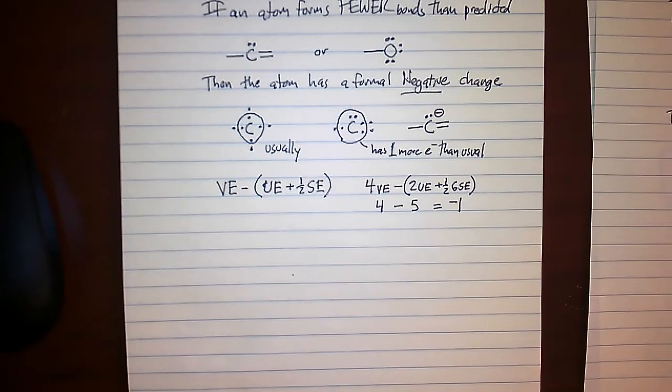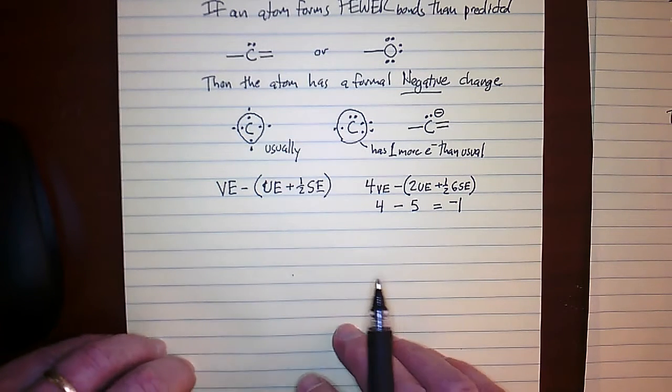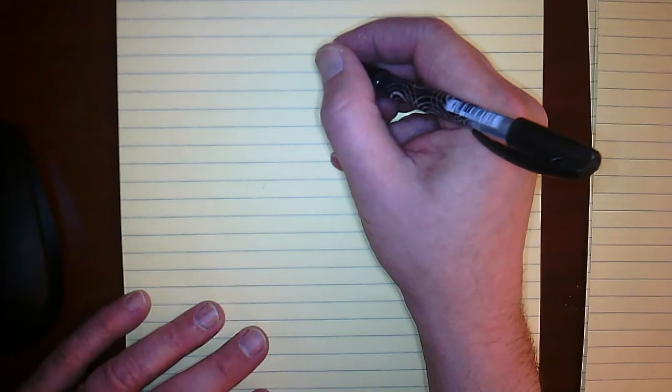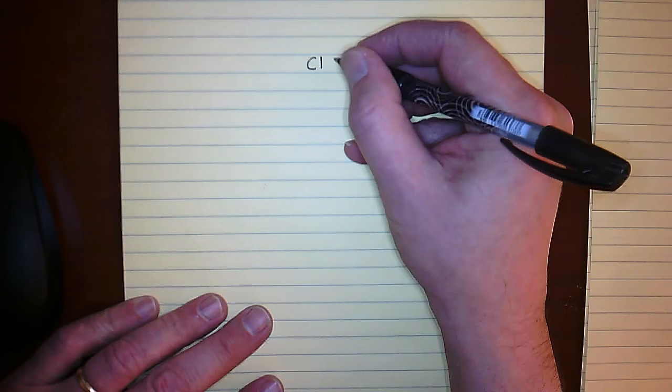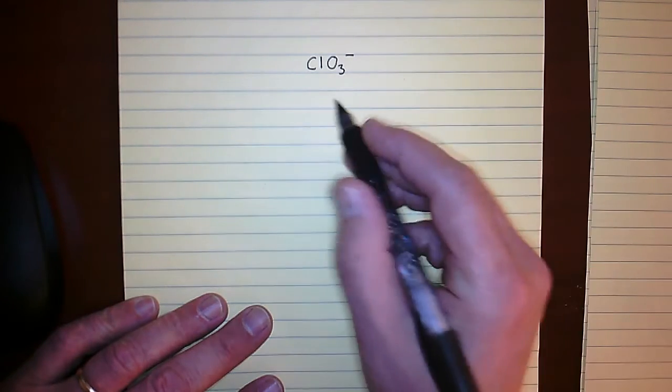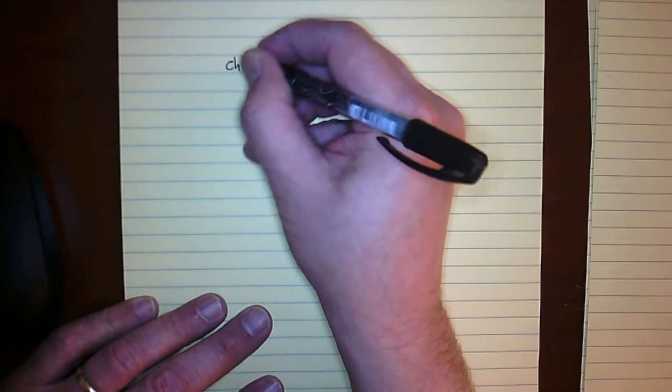So formal charge is a way of assessing whether an atom has more bonds than usual or fewer bonds than usual, and whether the electrons are distributed farther from the atom than normal or closer to the atom than normal. So if we take a look at just a regular structure of some sort, let's try ClO3 minus, okay? ClO3 minus is the chlorate ion.